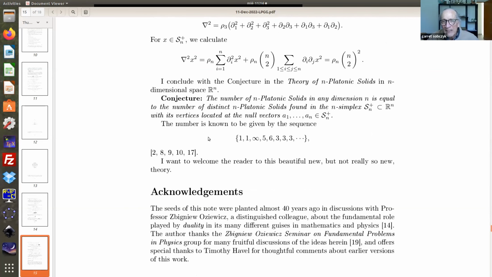Anyway, you might look at very interesting n-platonic solids. The number of n-platonic solids is given by 1, 1, infinity, 5, 6, and then 3, 3, 3, 3. Well, the first thing I would like to do in graph theory is really study exactly how these ideas are related and hopefully either disprove or prove this conjecture, one or the other.